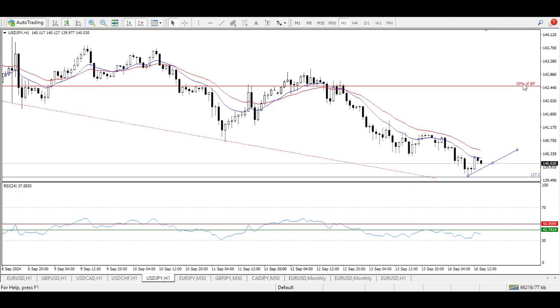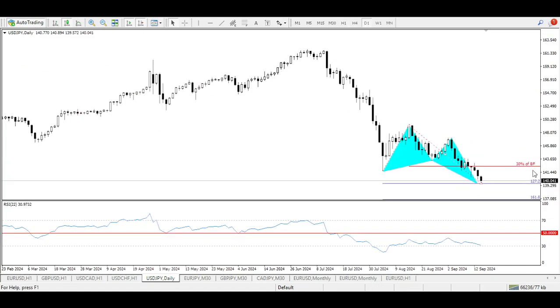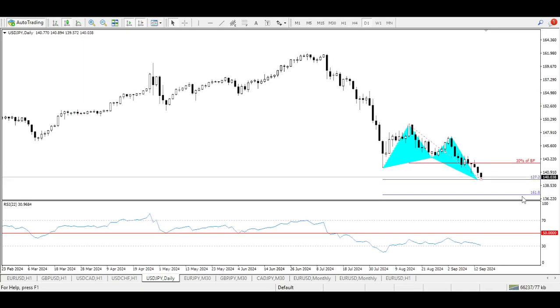And the butterfly has another extension. Remember that 127.2% is not the final completion point. This can go to even 168.8% extension, and then it can reverse, and it will still be a valid butterfly, and it will still say the same thing: okay, now the butterfly has been completed, and let's see if there is any chance of reversal to the upside.